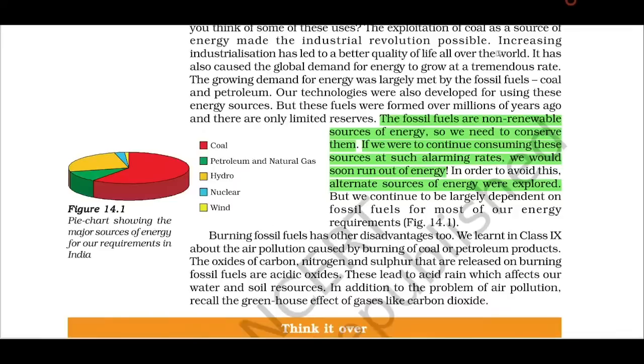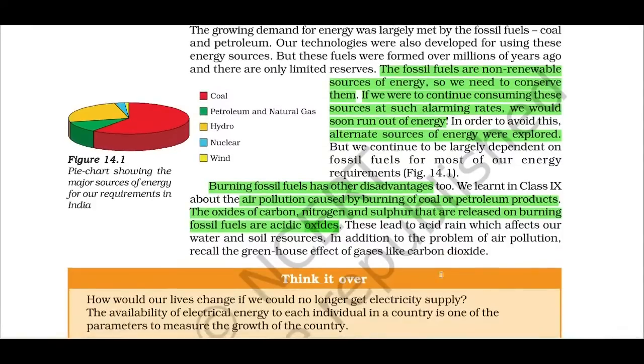Very important question: the disadvantages of using fossil fuels. Air pollution is caused by burning coal and petroleum products. The oxides of carbon, nitrogen and sulfur that are released on burning fossil fuels form acidic oxides, which lead to what? Acid rain, which will affect our water and soil resources.